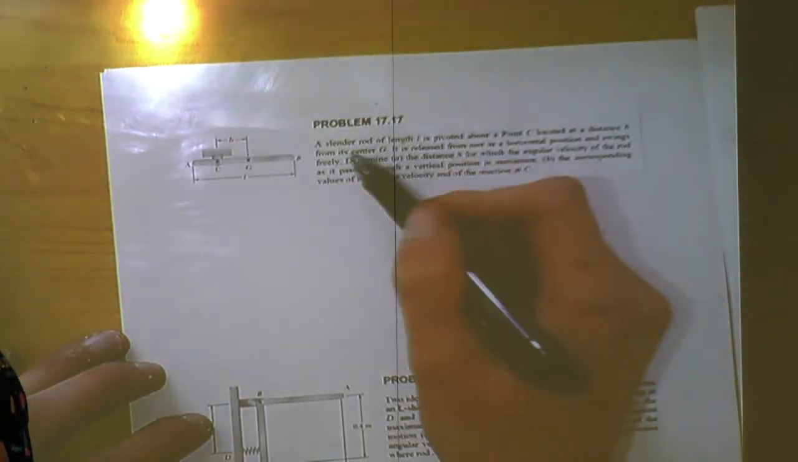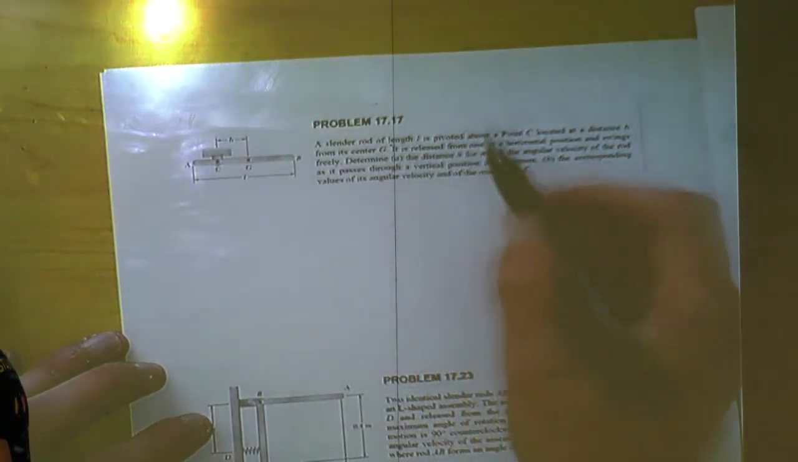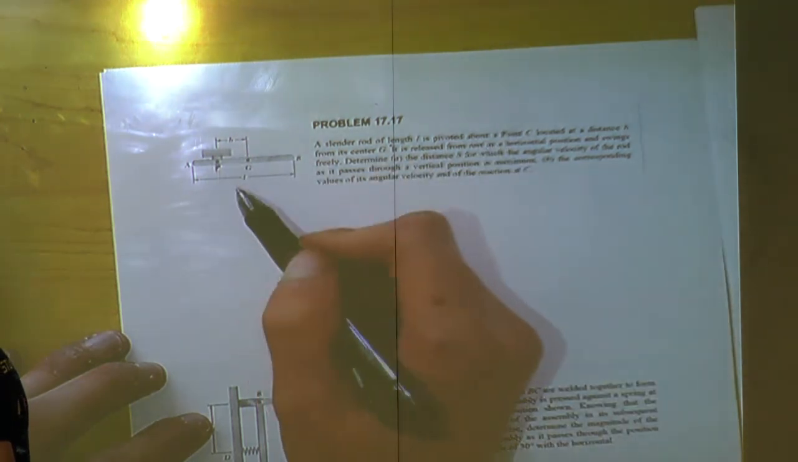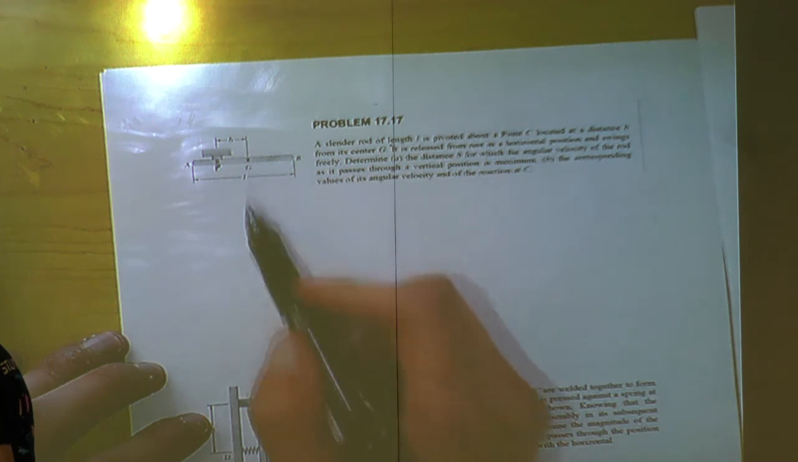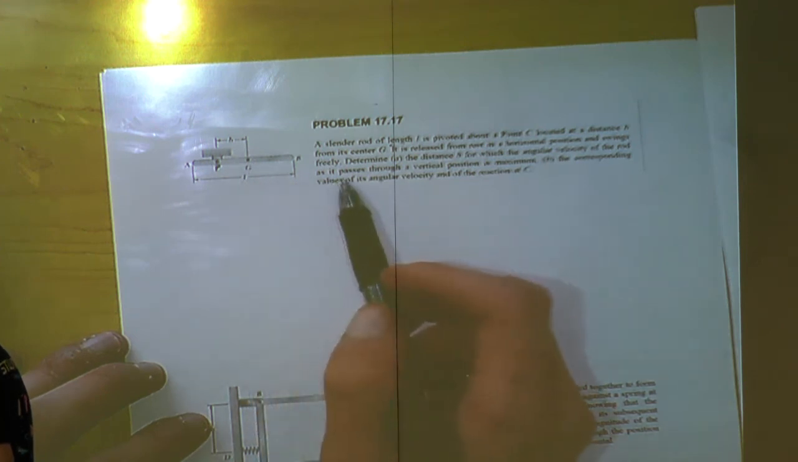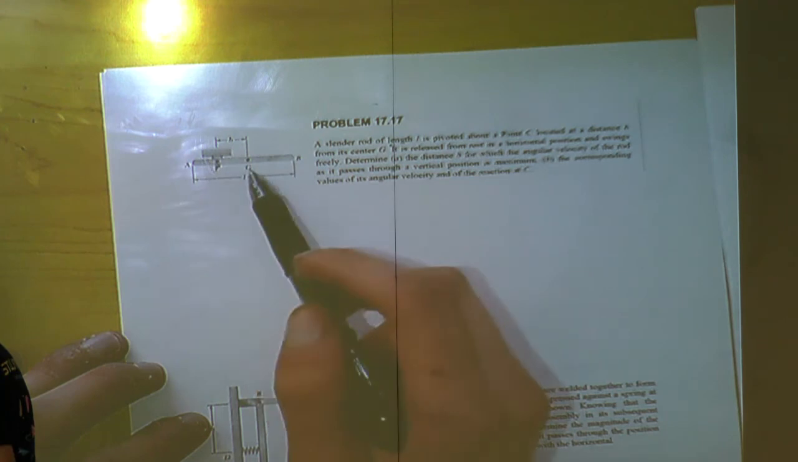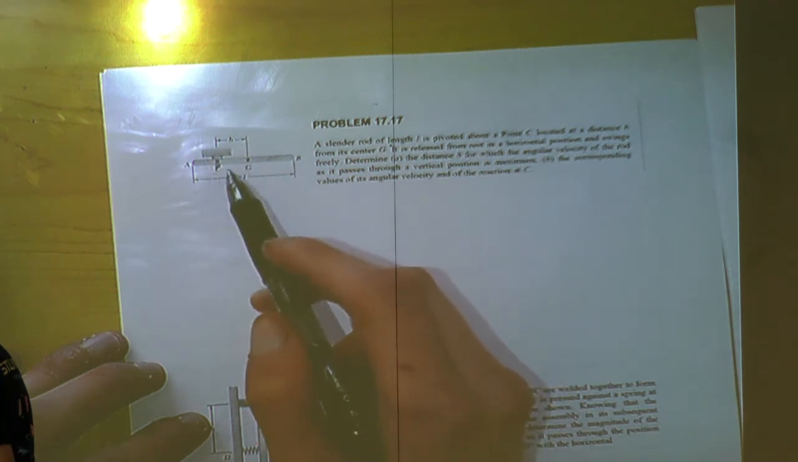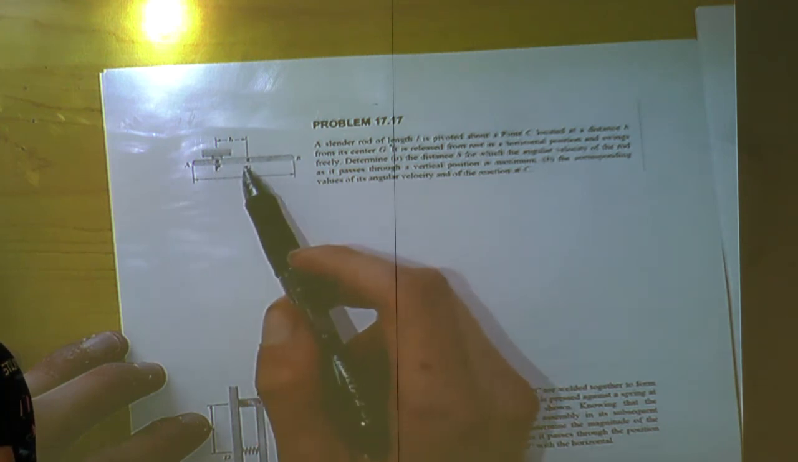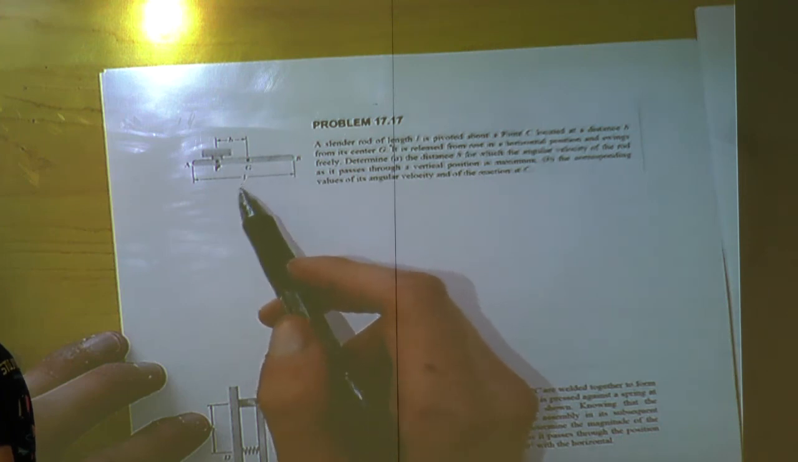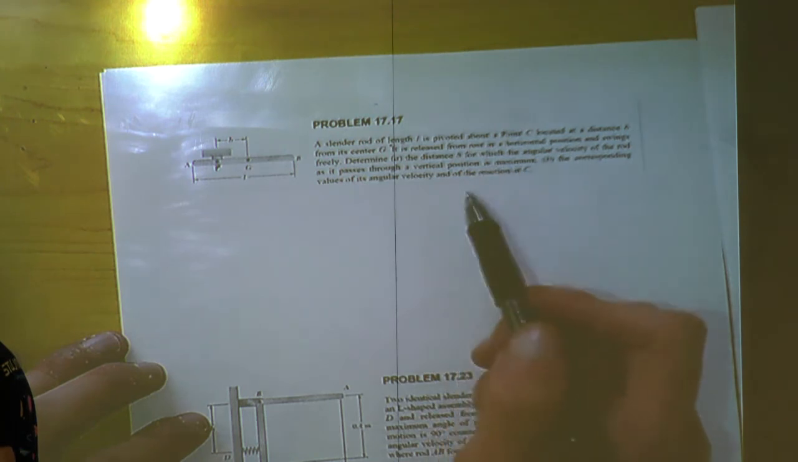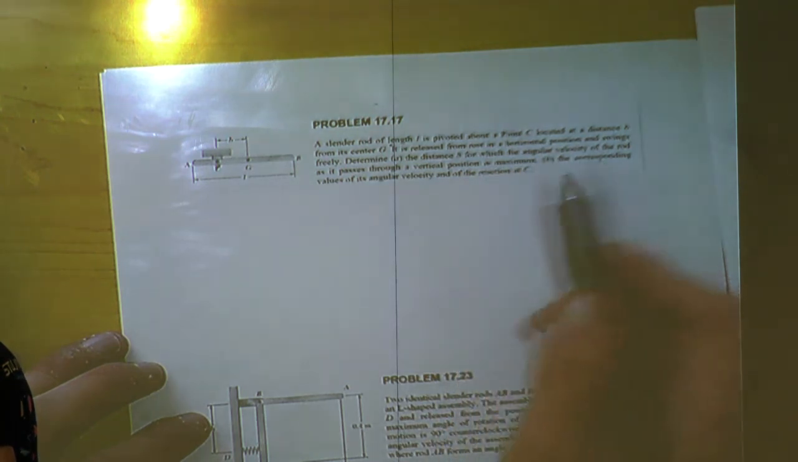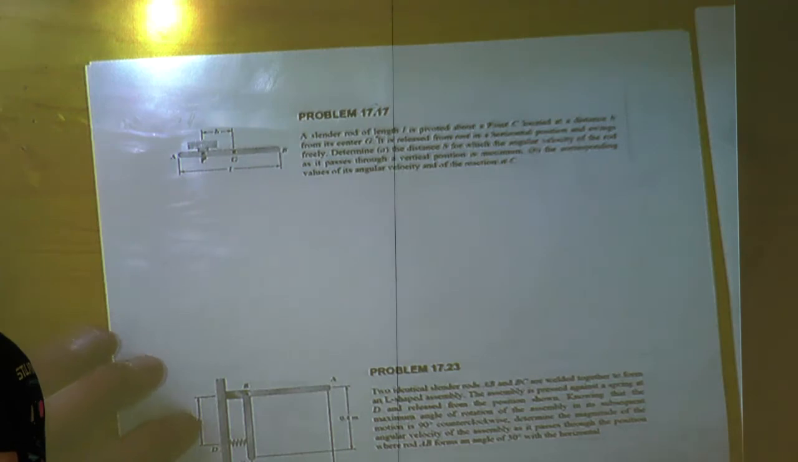We have a slender rod of length L. It's pivoted about a point C, located at distance B from the center G. It is released from rest in a horizontal position and swings freely. Determine the distance B for which the angular velocity of the rod as it passes through a vertical position is maximum, and the corresponding values of its angular velocity and of the reaction at C.